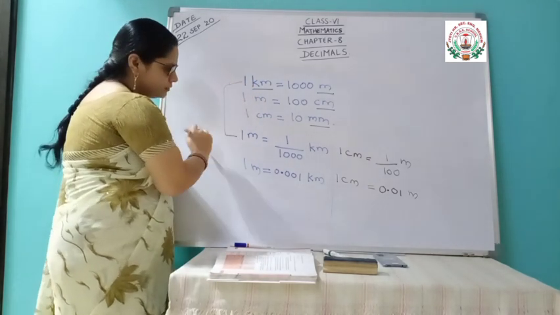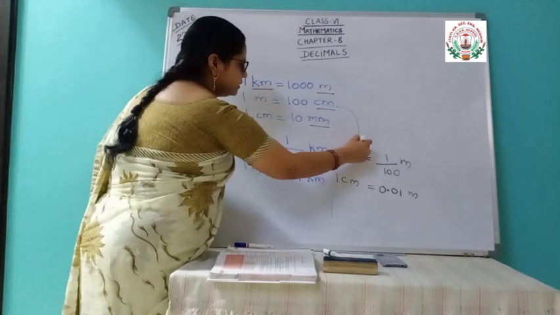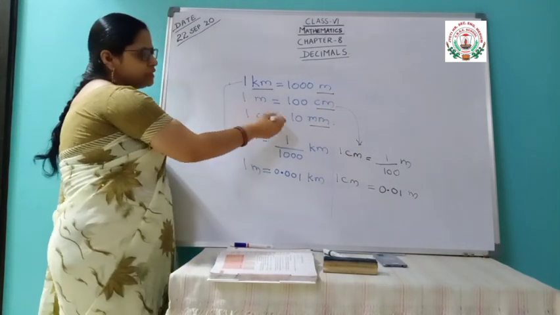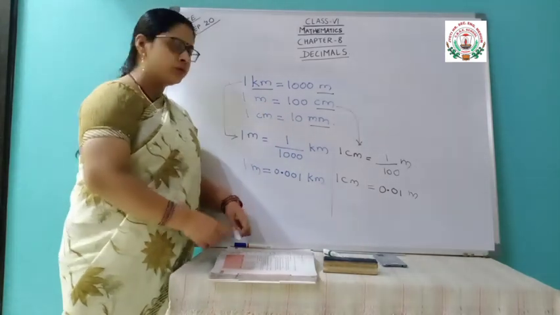These two are similar, writing in the decimal form. Then this one and this one are similar, writing in the decimal form. Same way you can convert the third one also. So these are about the measurements.